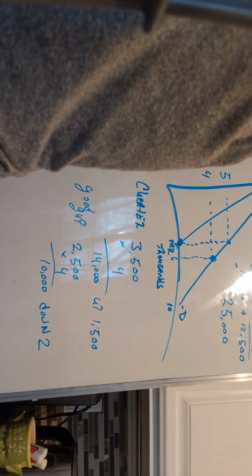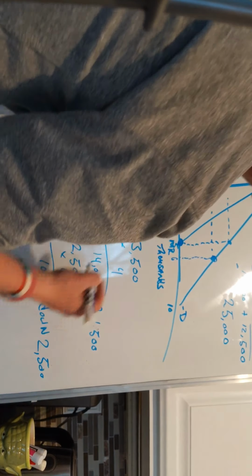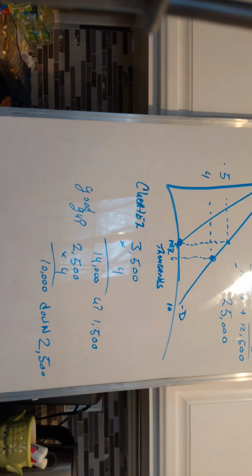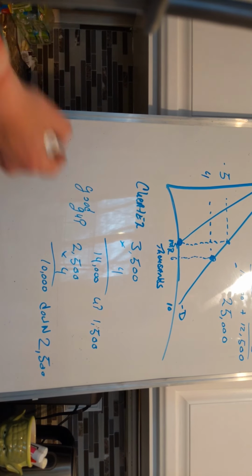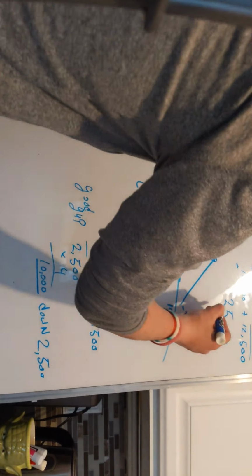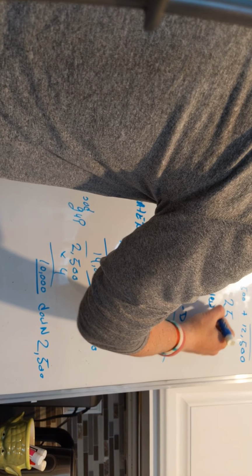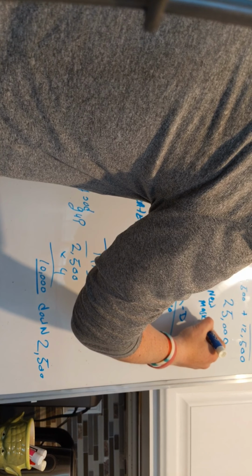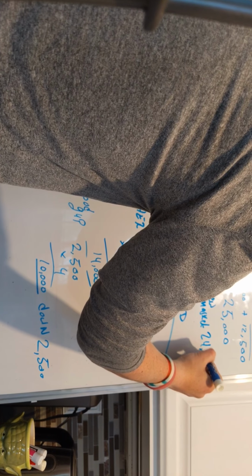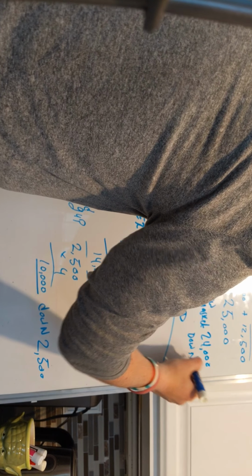He was at, yeah, no, he's down 2,500. Okay, and then we want to go back and talk about the overall market. The overall market now is 24,000, which is down 1,000.